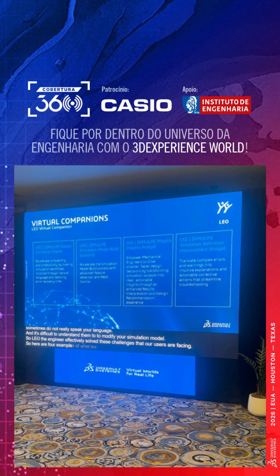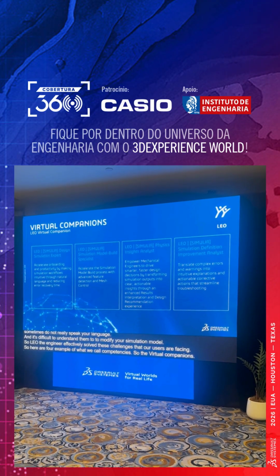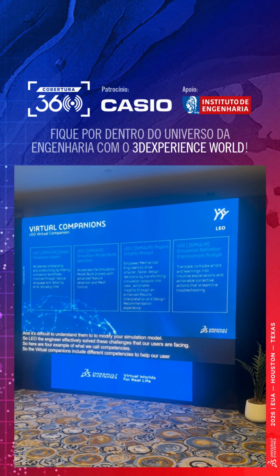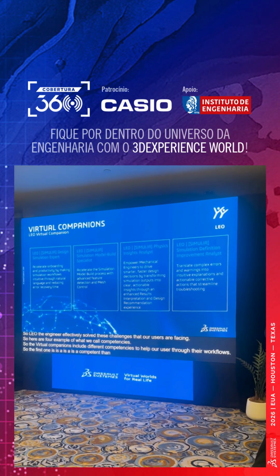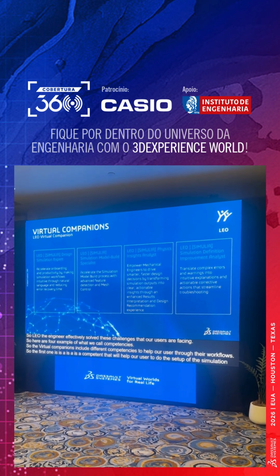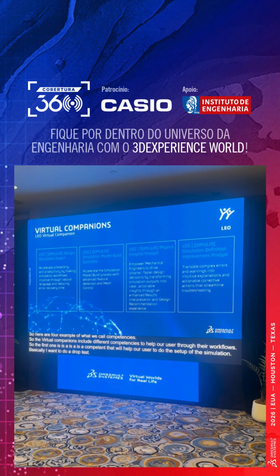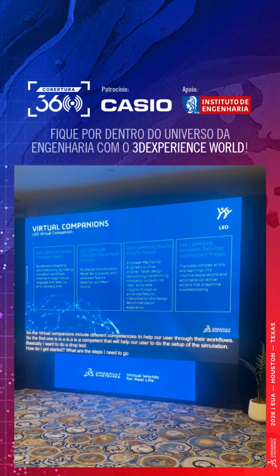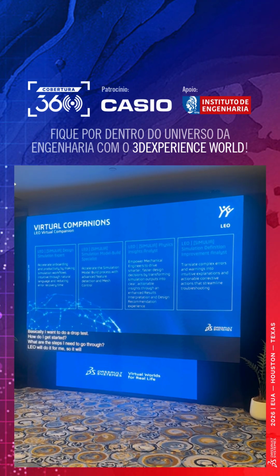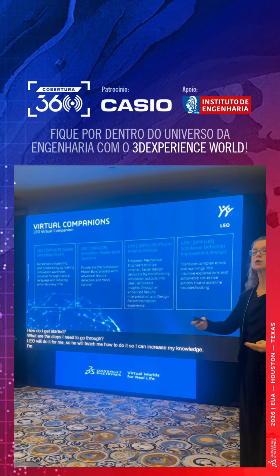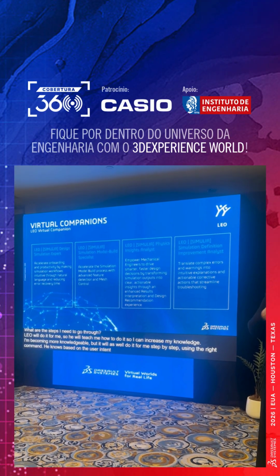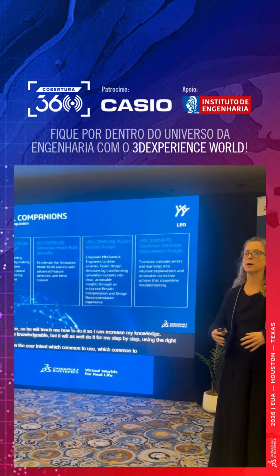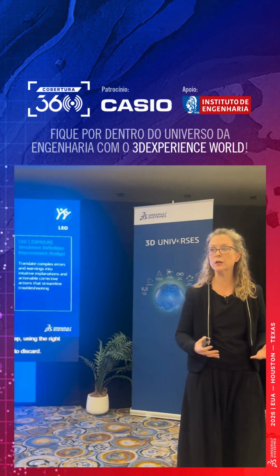Example of what we call competencies. So the virtual companion includes different competencies to help our user through their workflows. The first one is a competence that will help our user to do the setup of the simulation. Basically, I want to do a drop test. How do I get started? What are the steps I need to go through? Leo will do it for me. So he will teach me how to do it, so I can increase my knowledge and become more knowledgeable, but he will as well do it for me, step by step, using the right command. He knows based on the user intent which command to use, which command to discard. So I'm able to do my job faster and be more productive.